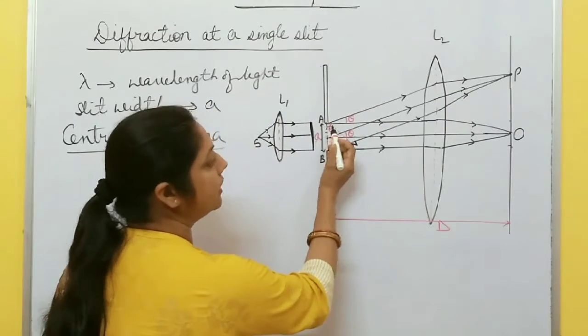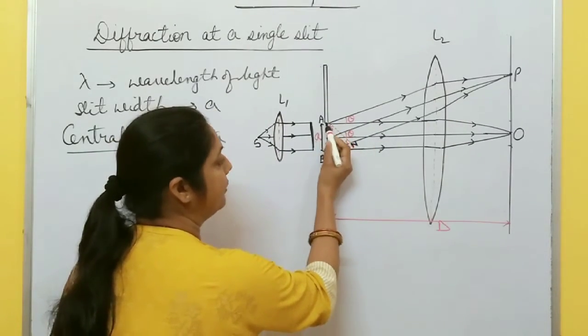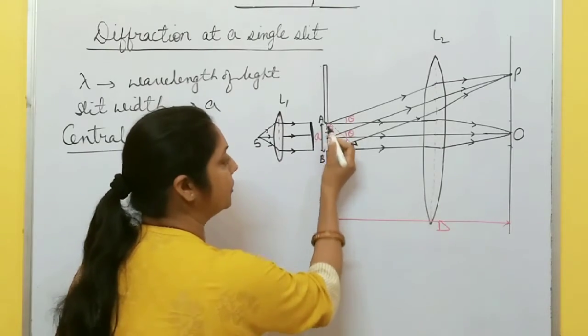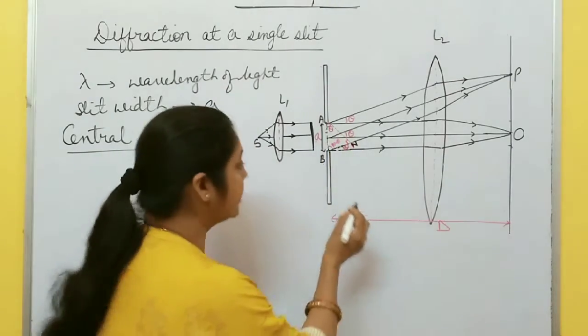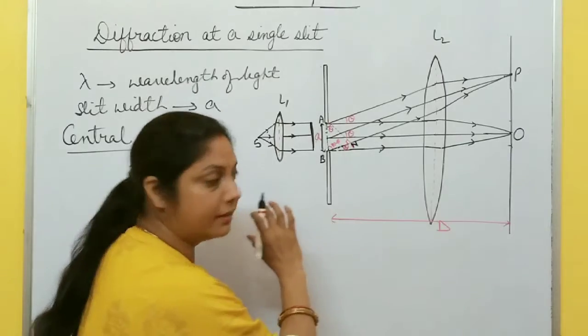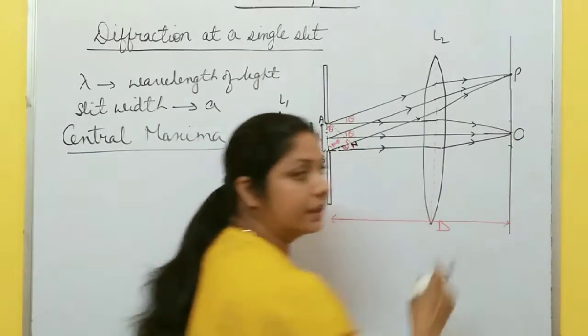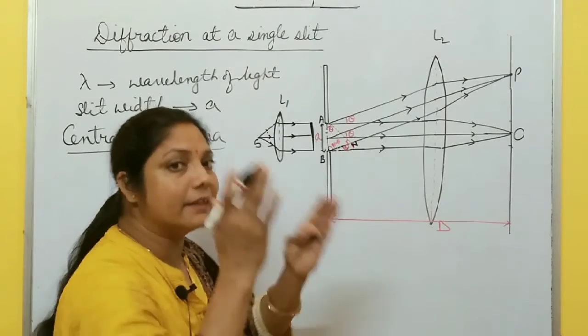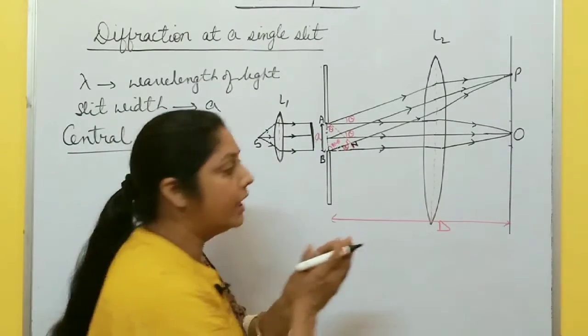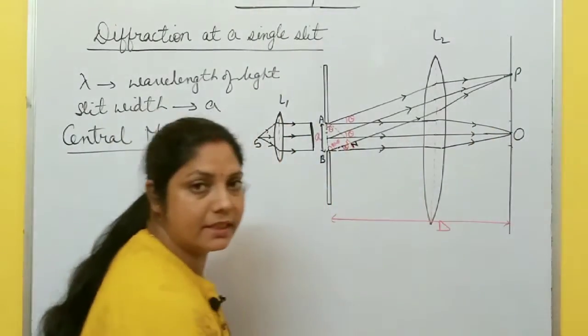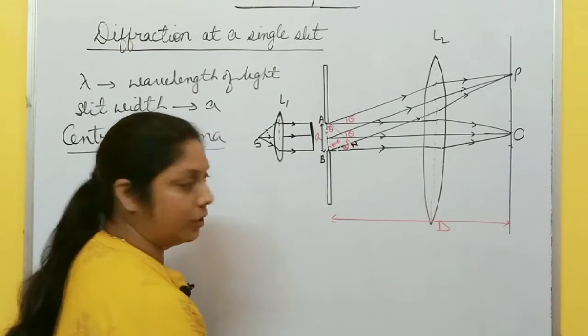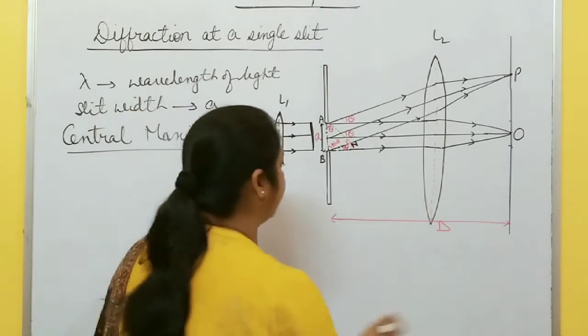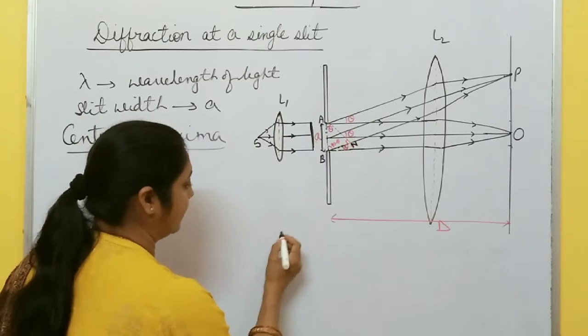Here you observe that the wavelets from any two corresponding points of the two halves of this slit reach the point O in the same phase. Same phase means they act constructively and produce maximum intensity at point O. Let us understand this with the help of one example.